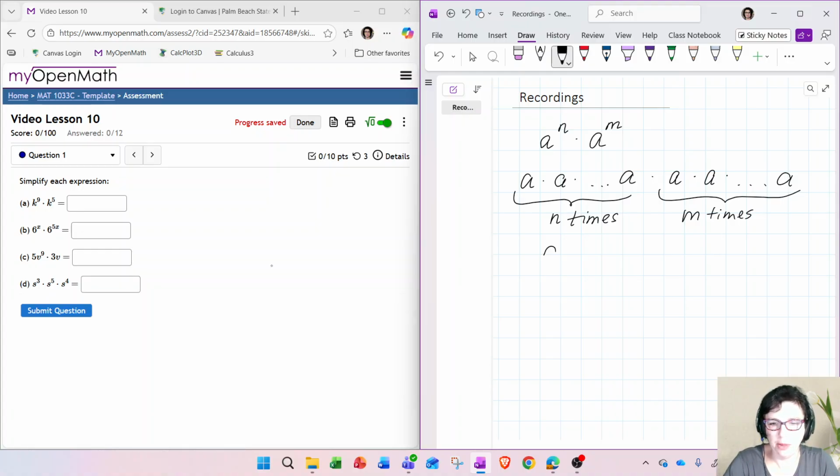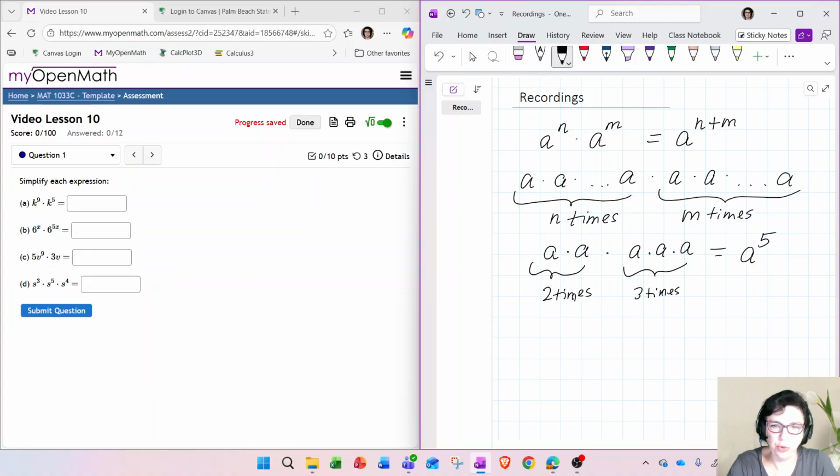Let's say, for example, if it's a times a, that's 2 times. And then it's a times a times a, 3 times. And then you are multiplying these, right? That will be how many in total? A to the power 5, right? Because 5 is 2 plus 3. That's how it works in general also. This is going to be a to the power n plus m. Okay? That's the first rule of exponents.